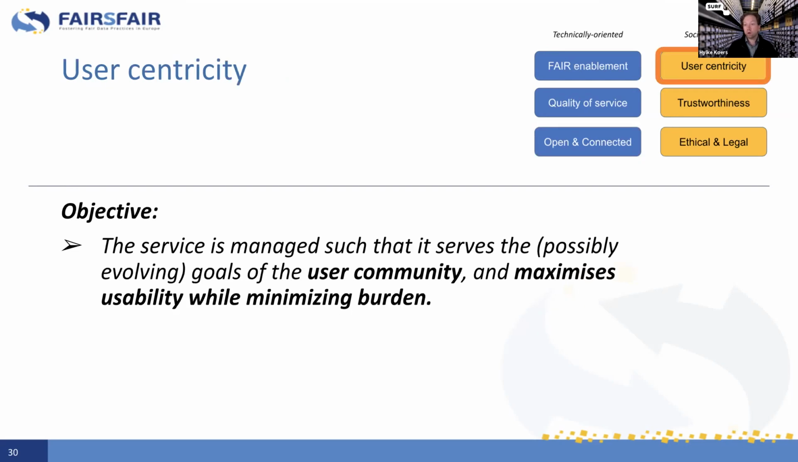Moving towards the more socially oriented aspects. Here we also formulated three objectives, and the first one is around user centricity. It states that the service is managed such that it serves the possibly evolving goals of the user community, maximizing usability while minimizing burden. So really placing the user, typically the researcher, on the pedestal, if you like, taking a very user-centric point of view as you go through the development of the service.